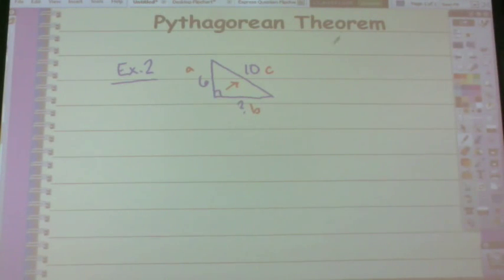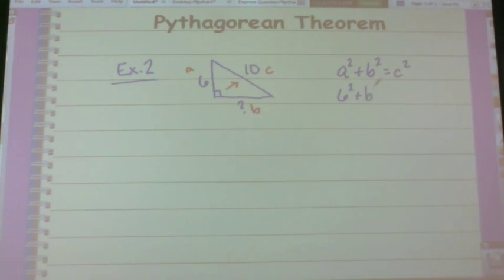Then I use my formula, which is a squared plus b squared equals c squared, and plug in what I know. So I know that a is 6. 6 squared plus, I don't know b, so I'm going to leave it as b squared, equals c is 10 squared. 6 squared is 6 times 6, which is 36, plus b squared, equals 10 squared.